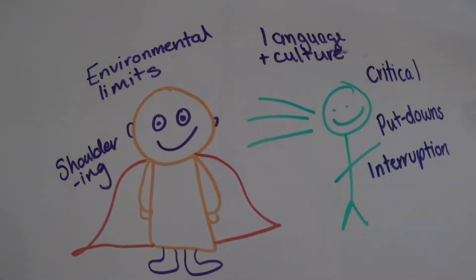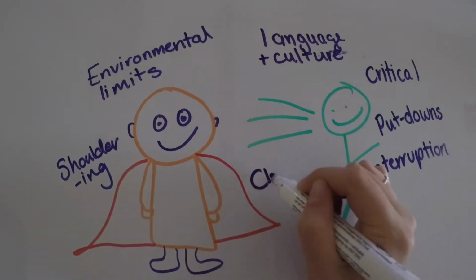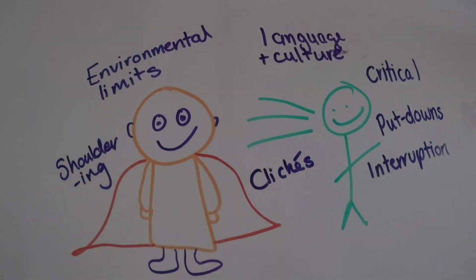Interruption shows an unwillingness to listen, being more concerned with dominating or impressing the other person than achieving understanding. Using cliches, those tired and worn out phrases like "better late than never," results in little value or significance to the person's issues.